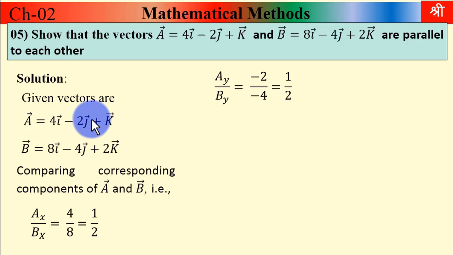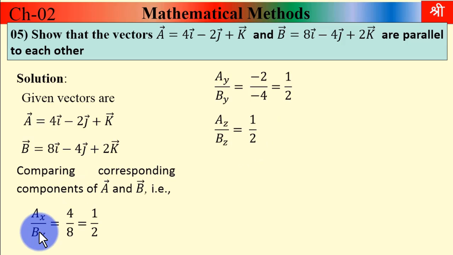Ay upon by. See here, ay is minus 2, by is minus 4. Minus 2 upon minus 4. Minus minus gets cancelled, that is 1 by 2. Similarly, compare z components, az upon bz. Az is 1, bz is 2, 1 upon 2.